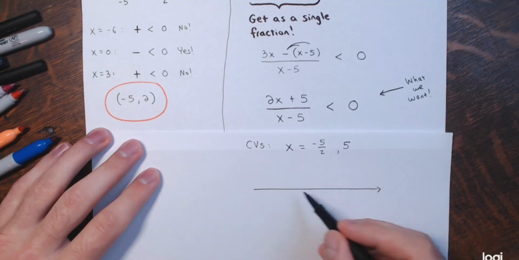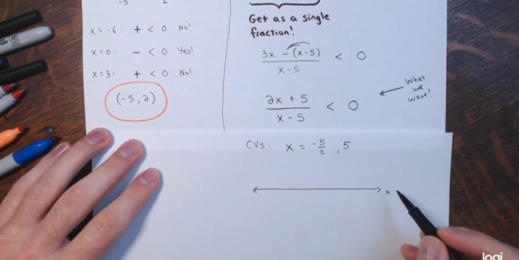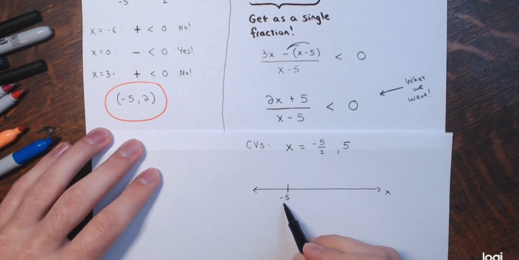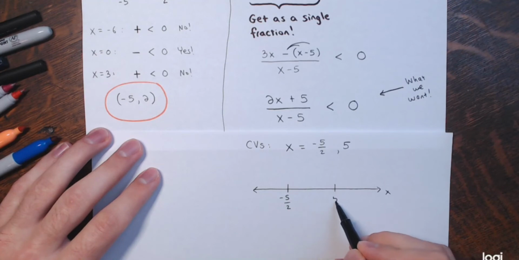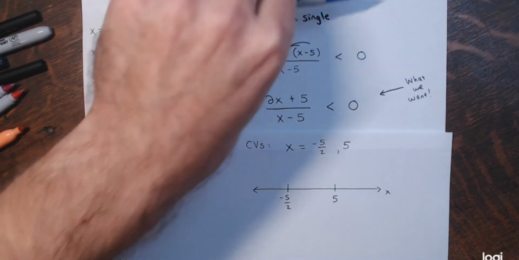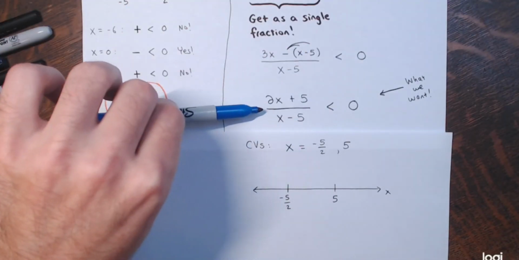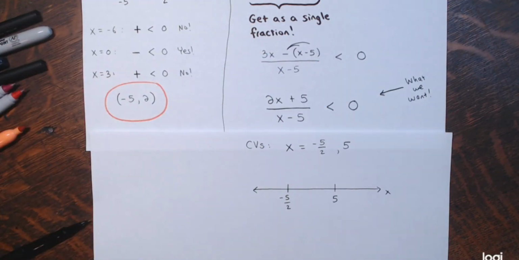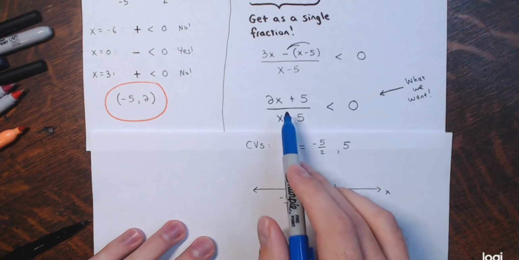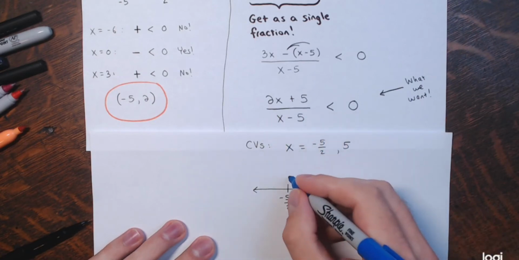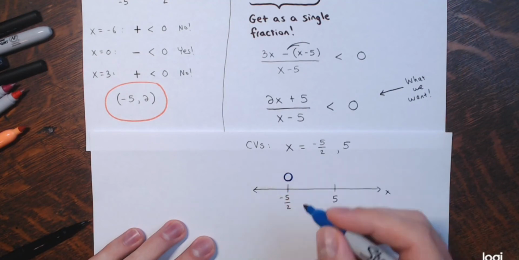Write a number line for possible values of x, and I mark off the critical values. Now negative 5 halves would be to the left of positive 5. And then I test them. And I'm just going to test them right here, because all I did was subtract 1 from both sides. This inequality here is equivalent to the original inequality. Now negative 5 halves would make the left side 0. But 0 is less than 0, that's false. So negative 5 halves is not a solution.